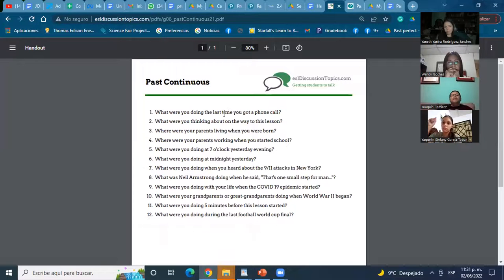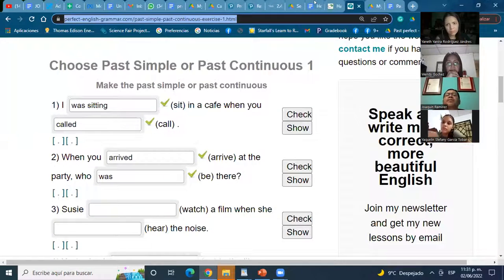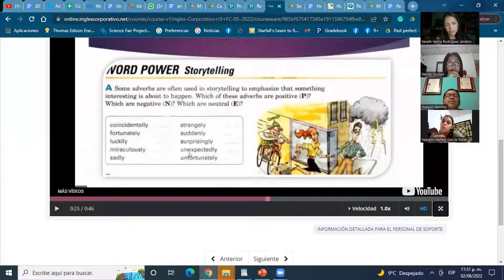So imagine I'm in a small group with Janet, okay? Imagine I ask her, hey Janet, what were you doing the last time you got a phone call? So this is past continuous and past simple, right? And I have to answer trying to add one of the expressions at the same time. Okay, so what were you doing when you received the call? I was cooking when, surprisingly, my brother called me. Is that clear? Yeah, I got it.